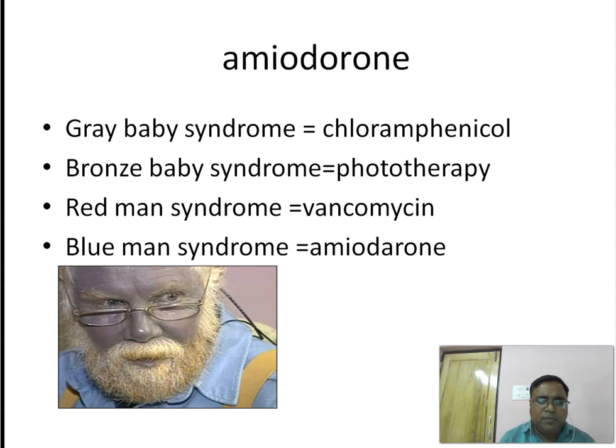Similarly, blue man syndrome: they have written that in chronic amiodarone intoxication, we can get blue man syndrome in adults. Blue baby syndrome we can see in many conditions like cyanotic heart disease. But in case of adults, the classical finding is amiodarone, which can cause blue man syndrome.